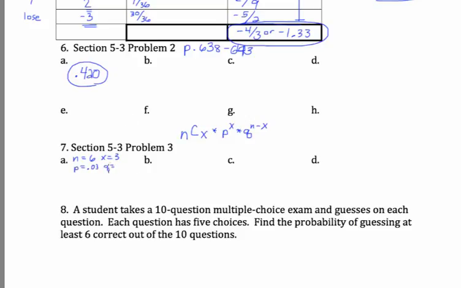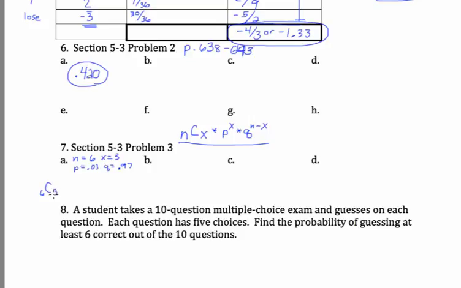Here you're supposed to use the binomial formula. Part A, n equals 6, x equals 3, p equals 0.03. Here's the binomial formula, so I'm just going to sub all these numbers in. First, though, I need to figure out what q is. If the probability that the event happened is 0.03 or 3%, q is the probability that it didn't happen, 97%, 0.97. I just do 1 minus 0.03.